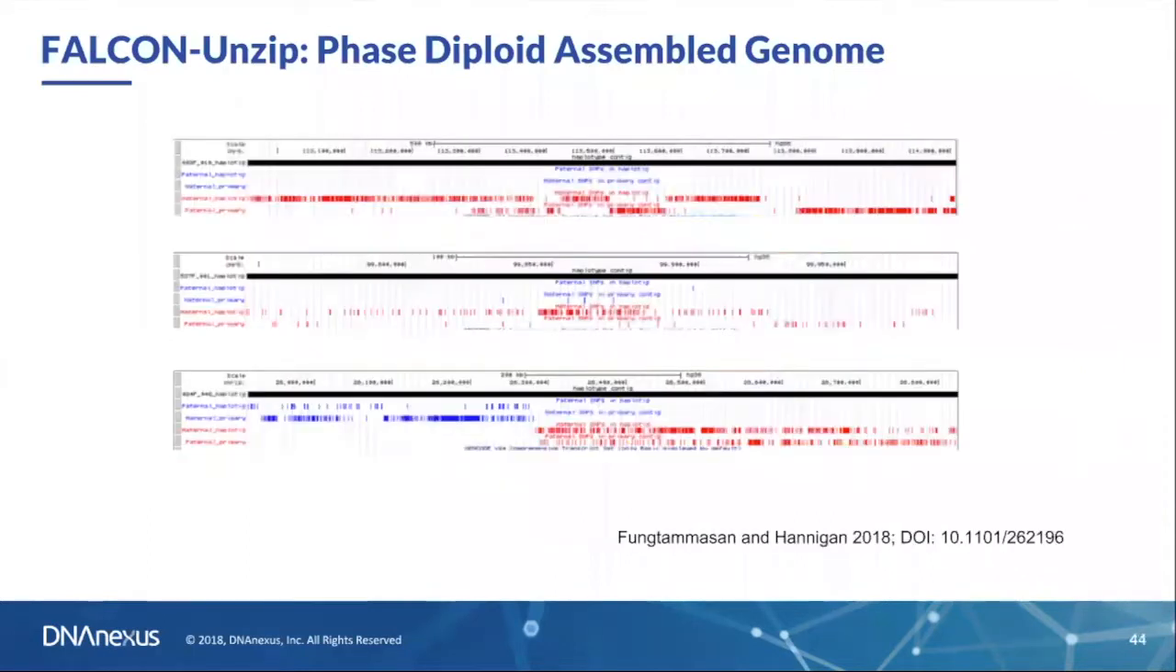Internally, we also performed a benchmark to test FALCON-Unzip on human data. And we found that in most cases, those contigs are quite accurate. There's no single base pair of misfit SNP on them. Most of the errors, when they happen, are also quite random rather than a misjoin of two contigs together.